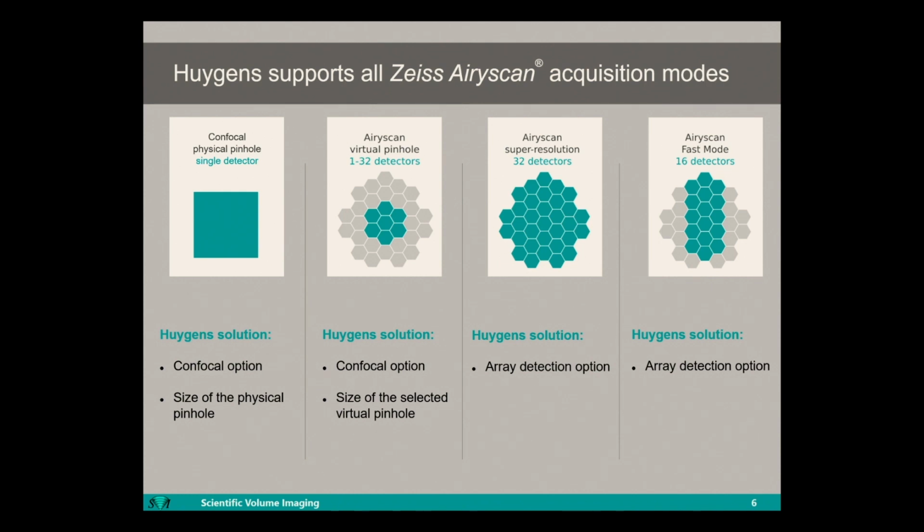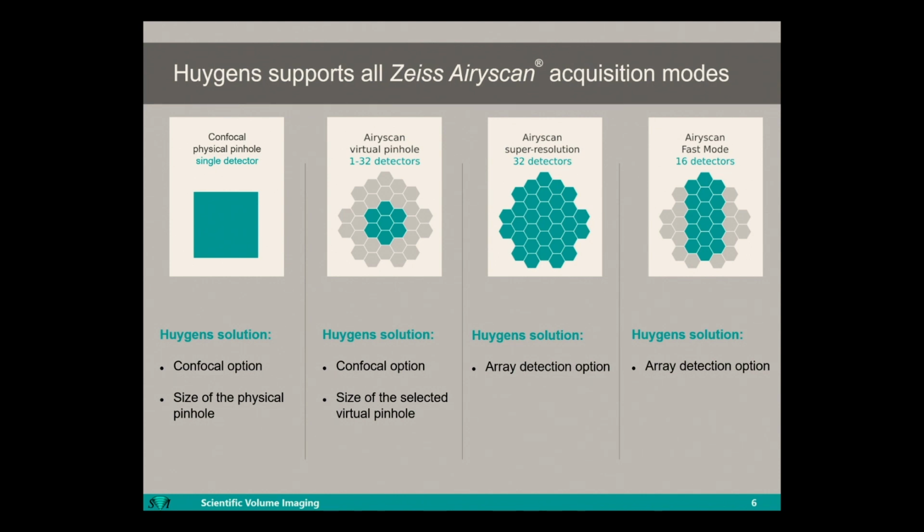First, images acquired in confocal mode can be deconvolved in Huygens by using the confocal option. In this case, the size of the physical pinhole is used for deconvolution. Second, images acquired in virtual pinhole mode can also be deconvolved by using the confocal option. In this case, there is no physical pinhole. Instead, you use the size of the selected virtual pinhole for deconvolution.